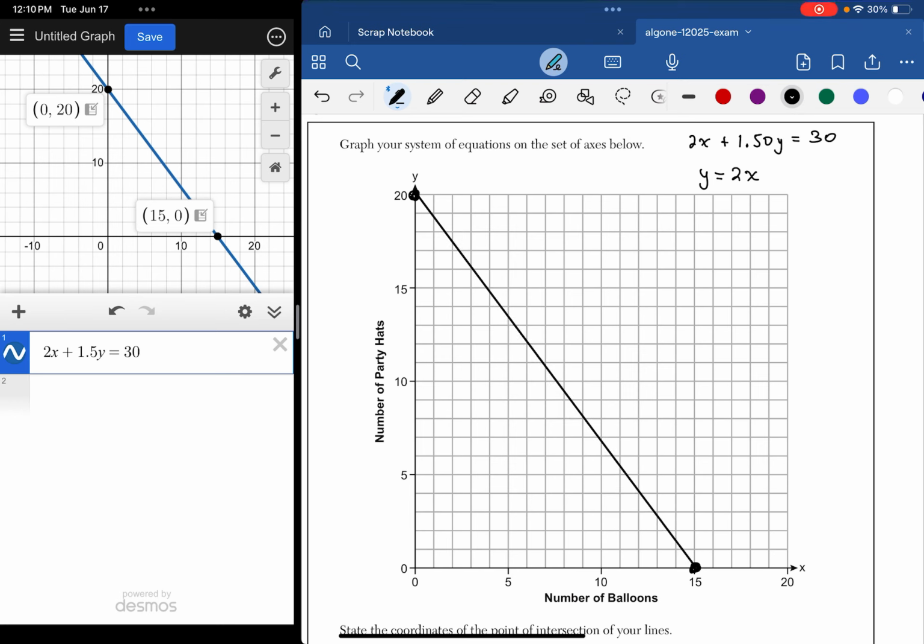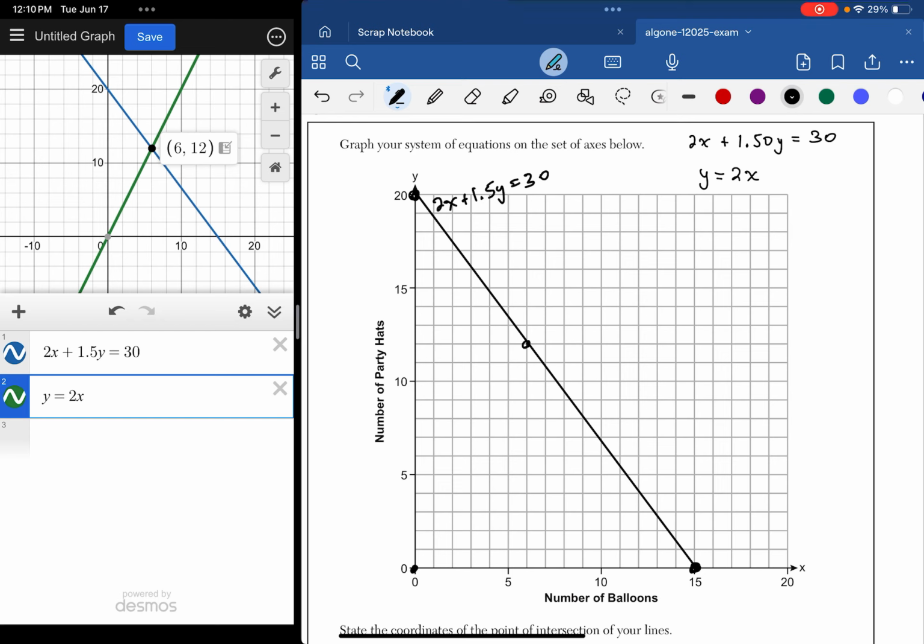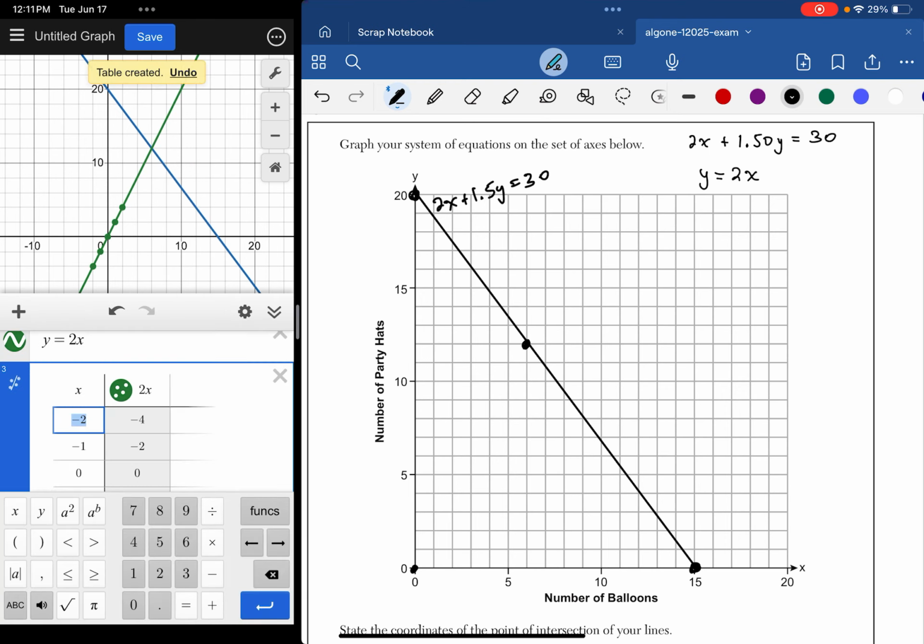And then y equals 2x, that's going to have a different slope, but I can type that in also. So it goes through the origin. I got this intersection point here at (6, 12), which is right here. And then it continues on after that. Maybe I want another point. If so, I can make a table of values out of it.